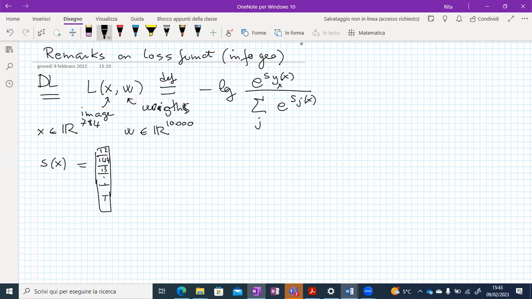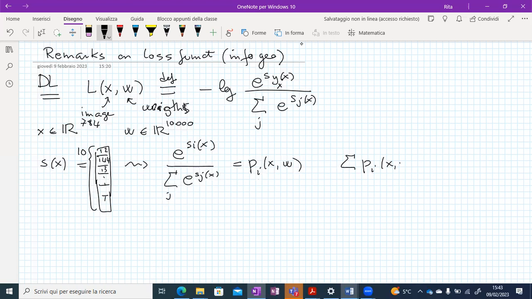But when you do the softmax function, if you do e to the s_i, it will be a vector that has exactly 10 entries, because it's the number of classes. Then when you divide by the sum, you transform it into a probability p_i(x, w), where w are the parameters, and the sum of the p_i is 1 by the very construction. Okay, so this is perfect.